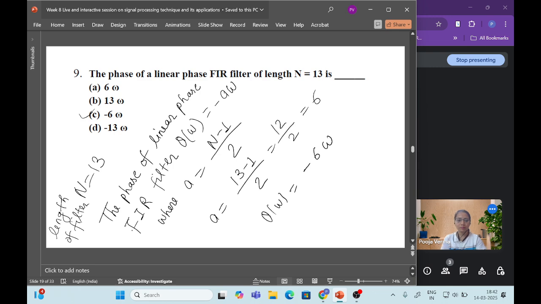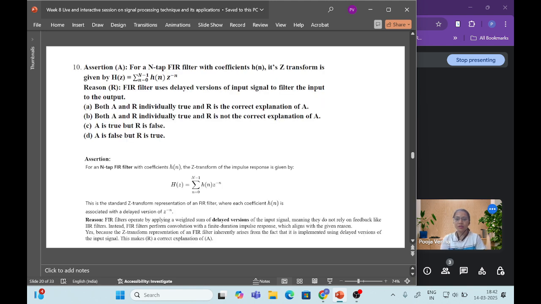Okay, I hope you understand. So moving to the next question. Now the next question is an assertion and reason problem. So the assertion is given as: for an N-type FIR filter with coefficient h of n, its Z transform is given by H of z equal to the sum, n varies from 0 to N minus 1, of h of n z to the power minus n. And the reason is given as: FIR filter uses delayed version of the input signal to filter the input to the output.